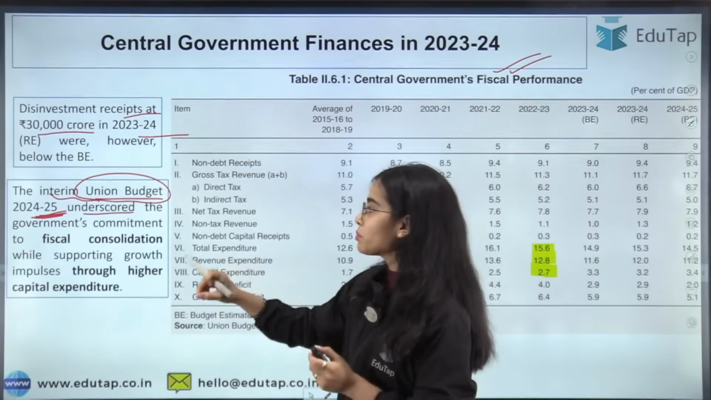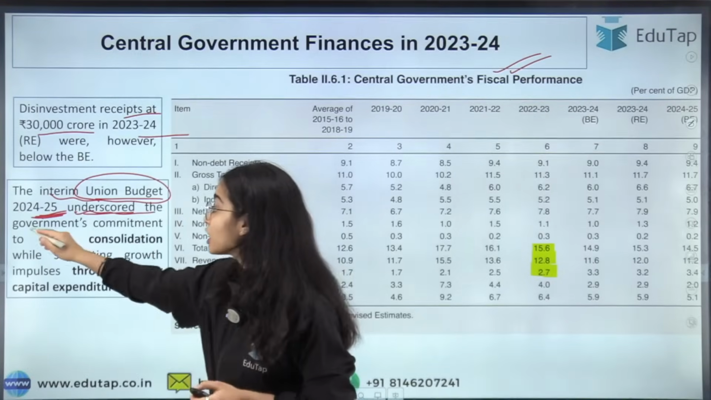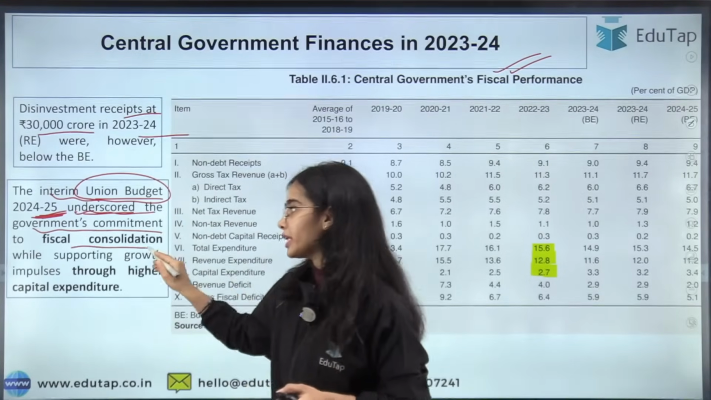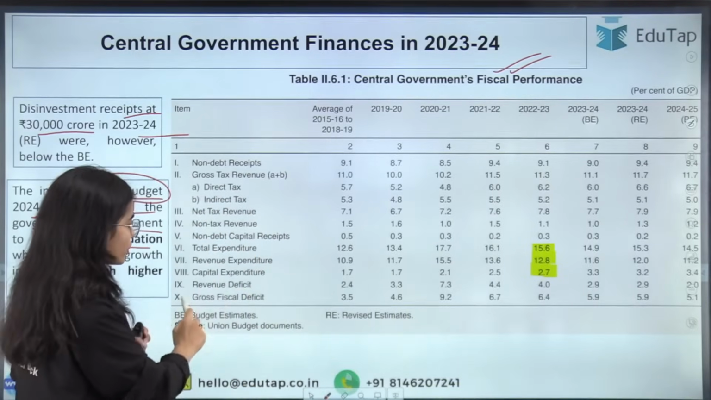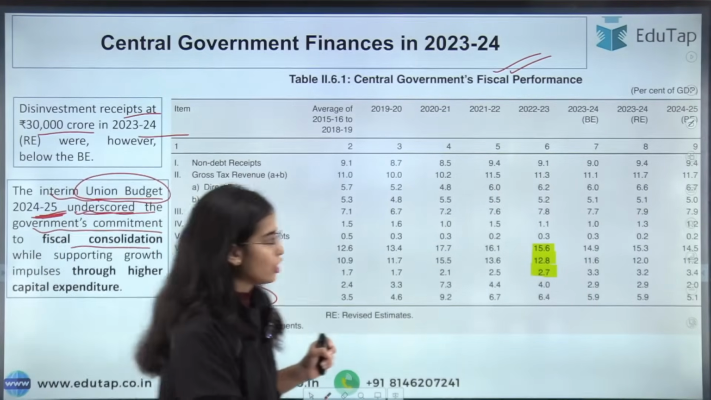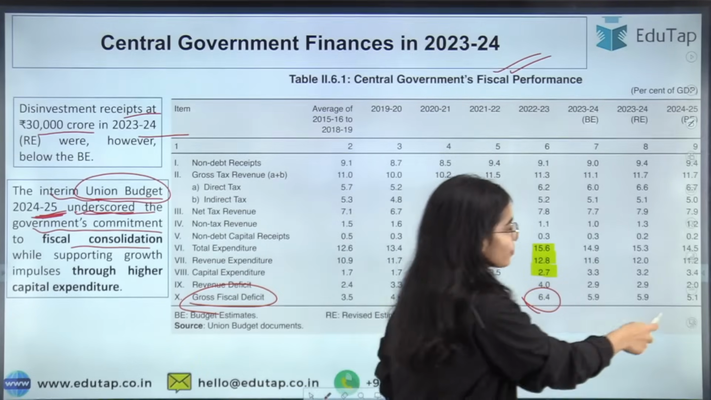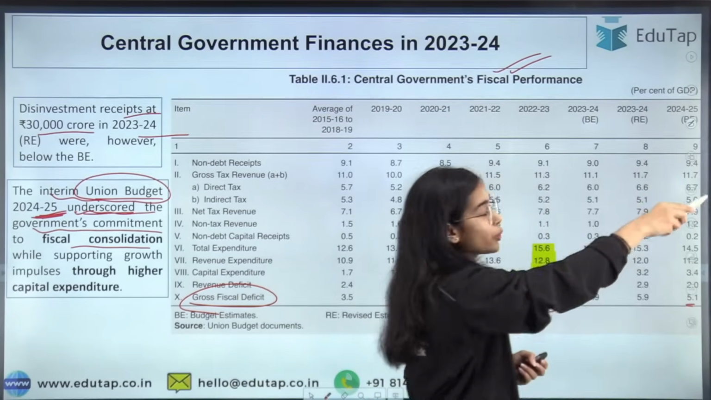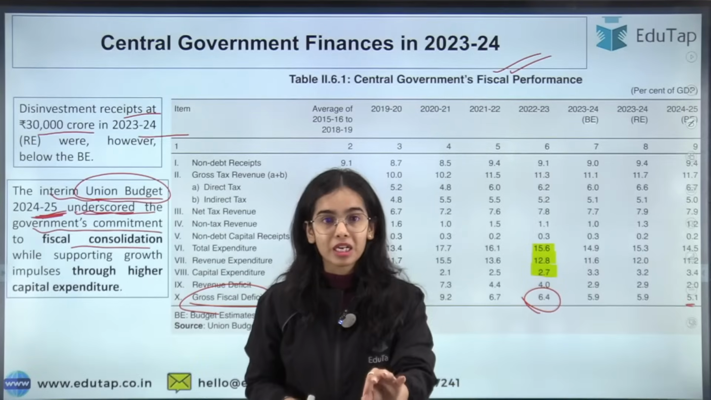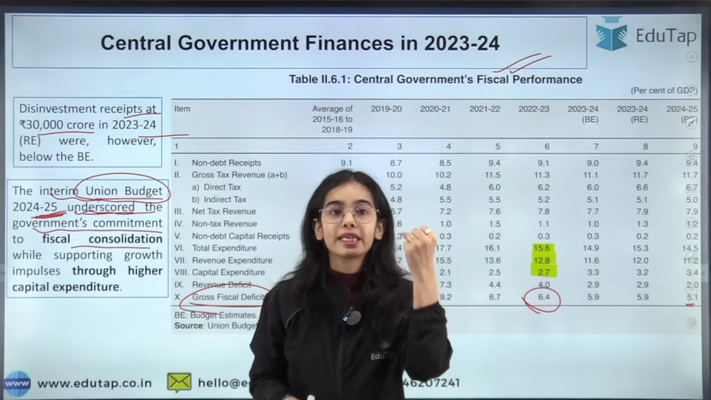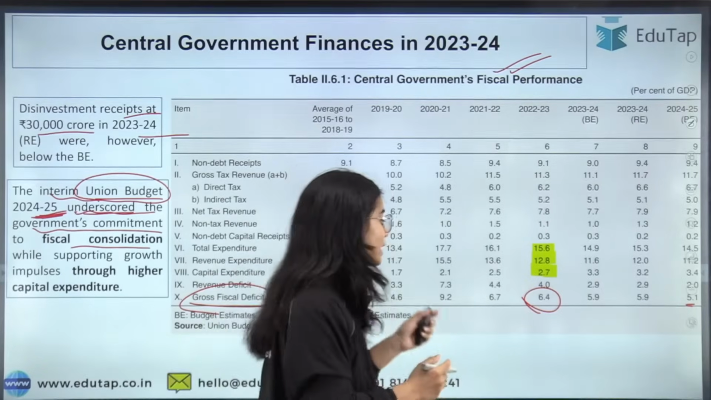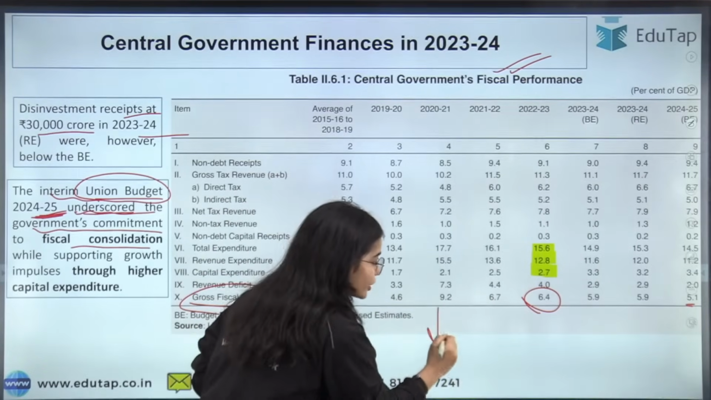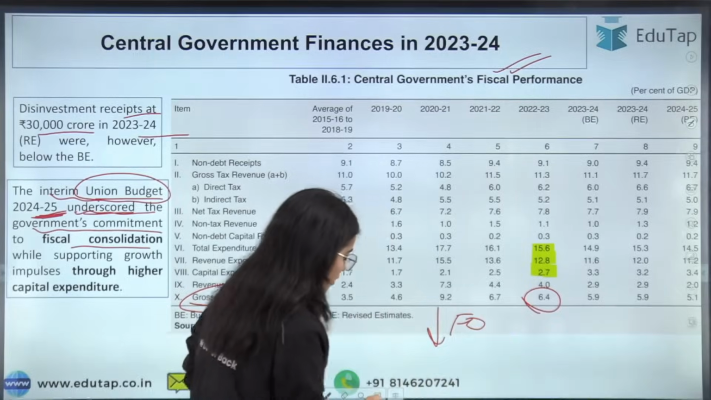The interim union budget 2024-25 underscored the government's commitment to fiscal consolidation, because here you can see that it has been said that we have to reduce the gross fiscal deficit from 6.4% to 5.1% in 2024-25. So as per the budget estimates, there is fiscal consolidation. The government is moving towards fiscal consolidation. That means the government is focusing on reducing the fiscal deficit. What is fiscal deficit?